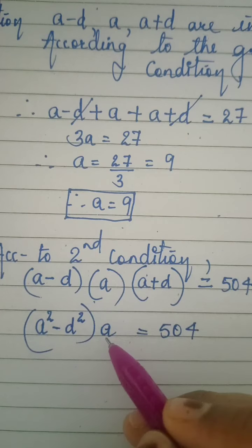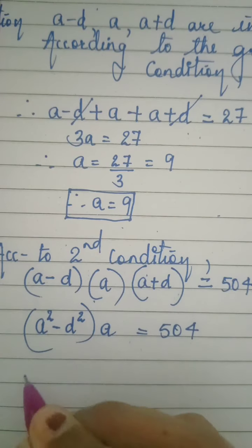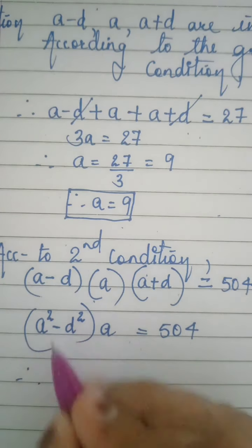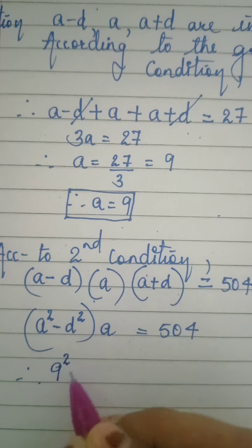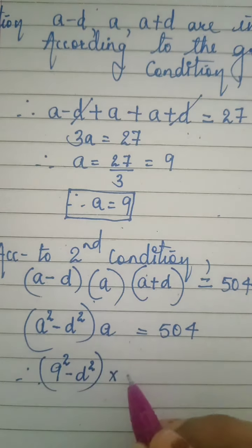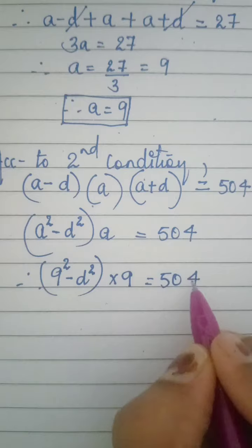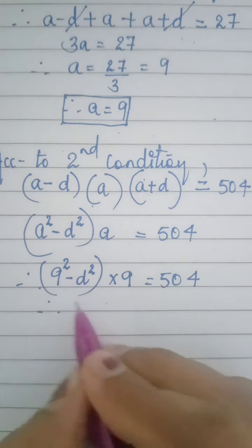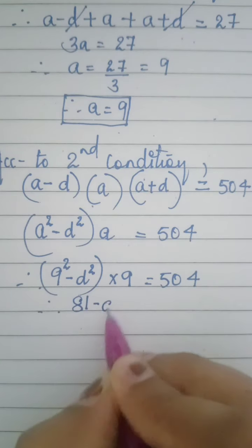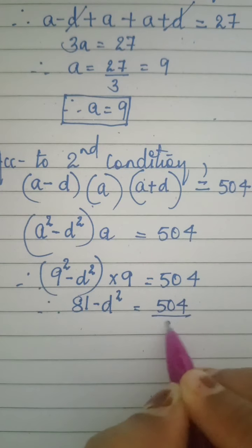Just a few moments ago we got A's value. A is 9. So A square will be 9 square minus D square, into A, which is 9, is equal to 504. First I wish to take this 9 to the other side. So I'll get 9 square, which is 81, minus D square is equal to 504 upon 9.